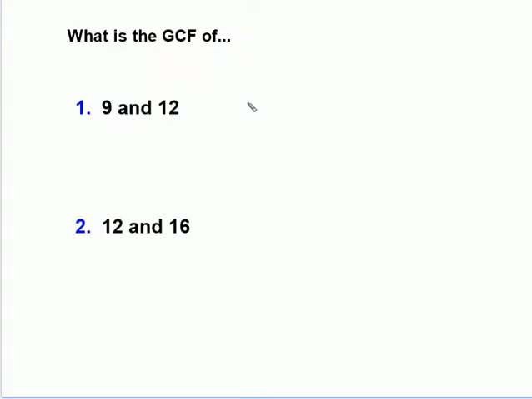Let's find the greatest common factor of 9 and 12. So here's 9 and 12. What are the factors of 9? Well, 1 and 9. Does 2 go into 9? No, it doesn't. Does 3 go into 9? Yes. But what do we multiply 3 by to get 9? Well, we multiply 3 by 3. So we simply write the 3 one time. And the factors of 9 are 1, 3, and 9.